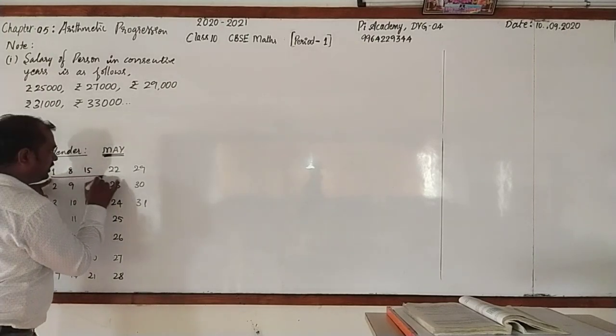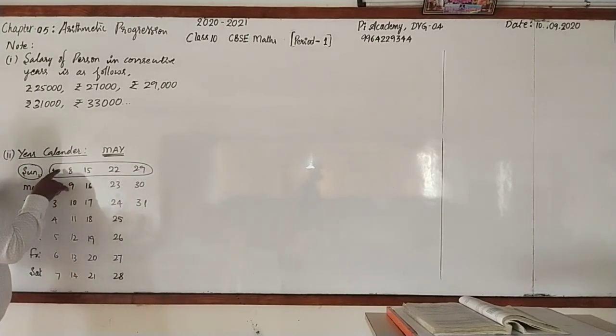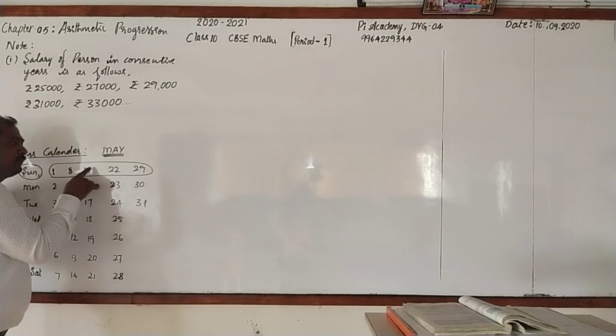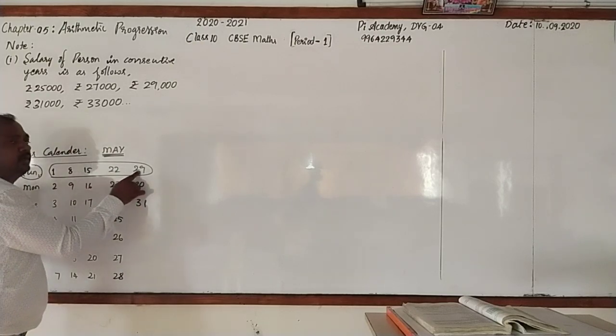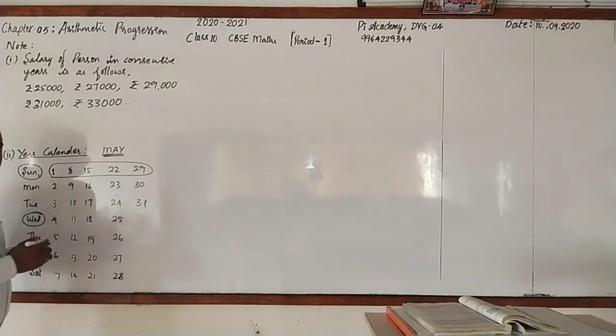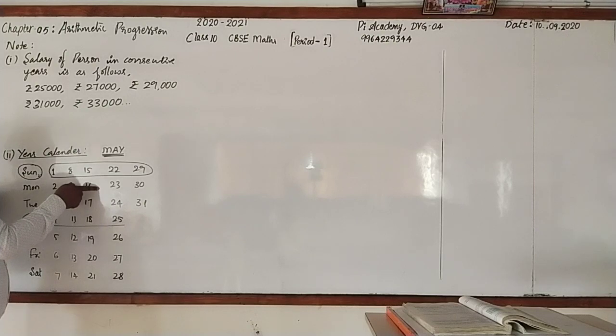That means, look here, when you add 7 to 1 you will get 8. 7 to 8 you will get 15. 7 to 15 you will get 22. 7 to 22 you will get 29. Similarly, here also when you take Wednesday, look here, 4, add 7 to get 11, add 7 to get 18, add 7 to get 25. Followed? So, all these are in AP, and in these APs also we can see that the number is obtained by adding a fixed number to its previous number.